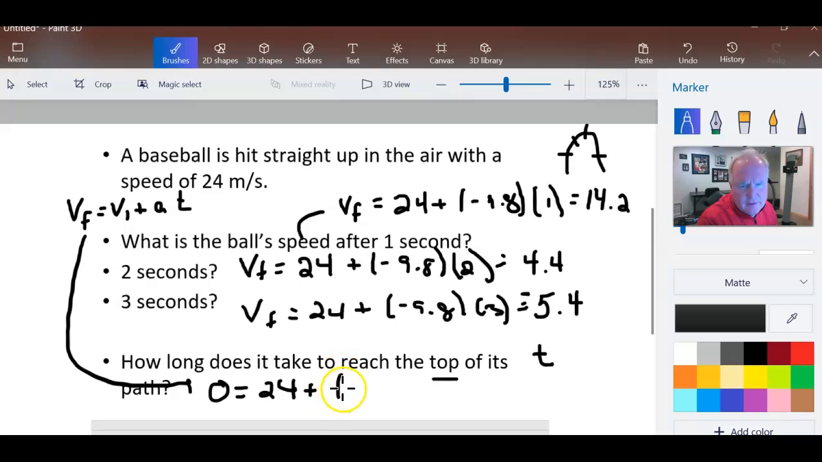So if we write this equation, VF equals VI plus AT, we get 0 equals 24 plus negative 9.8, and then he asks us to find T, so we'll leave it as T. And then we have to solve that. Hopefully you'll remember how we solved that in class, but we subtract 24 from both sides. We get negative 24 equals negative 9.8 T, and then we divide by negative 9.8 to find T.